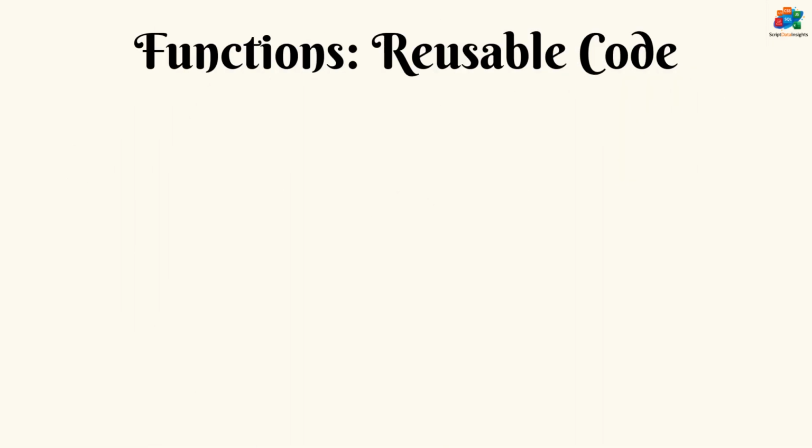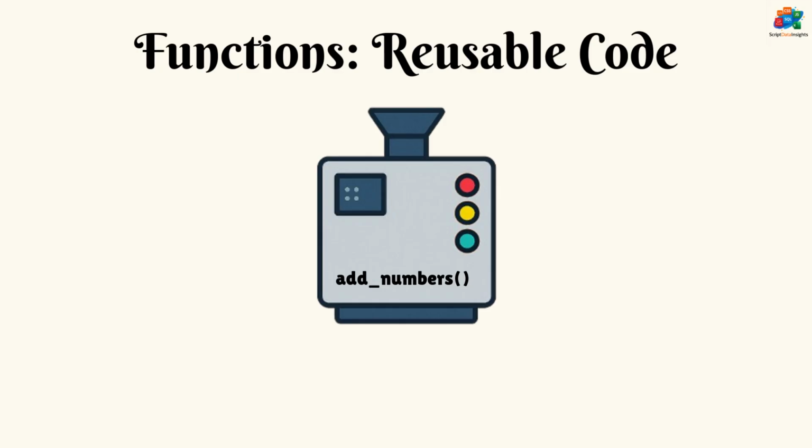Moving on, we have functions, reusable code. Think of a function as a small, self-contained machine that takes inputs, performs an action, and then gives an output. For instance, we could create a function called add_numbers, that takes two numbers, like 2 and 3, adds them together, and returns the result, which is 5. Functions help us organize our code and avoid repeating ourselves.